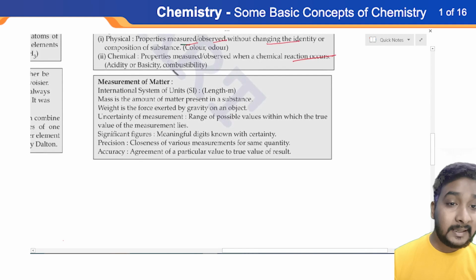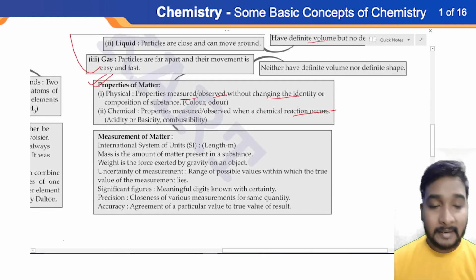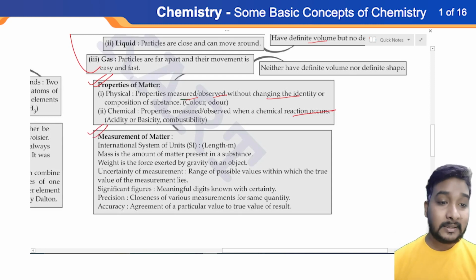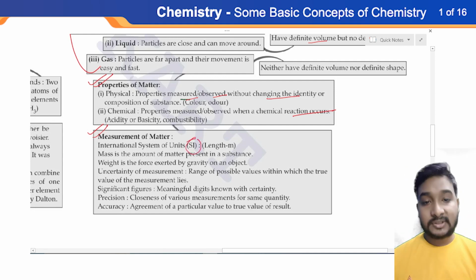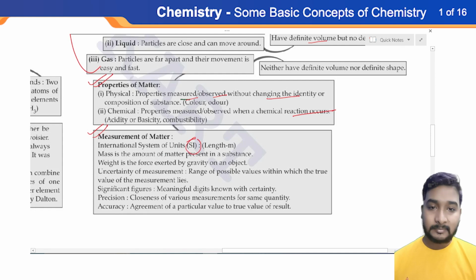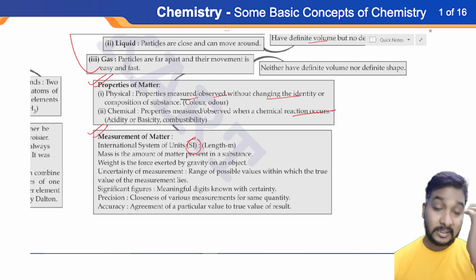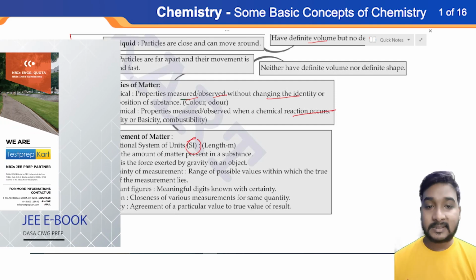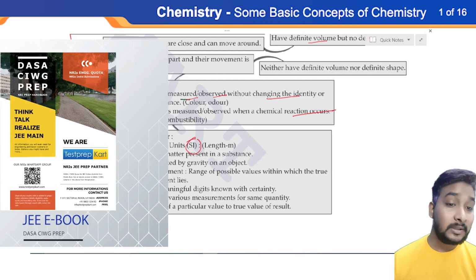now the next topic is how can we measure the matter. So we have several points here to understand the measurement of any matter. Number one, we have to measure any kind of matter in SI system only. SI system stands for international system, right? Like length in meter, mass in kg, pressure in atm, temperature in Kelvin. This is the SI system, right?